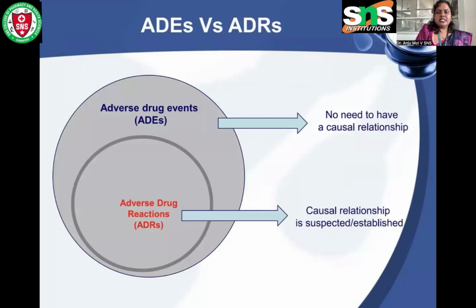See here, we can see the difference or the relationship between adverse drug event and adverse drug reaction. Here we can say simply one thing, that all adverse drug reactions are adverse drug events. An adverse drug event does not need to have a causal relationship, but obviously in case of adverse drug reactions, a causal relationship is suspected or established.